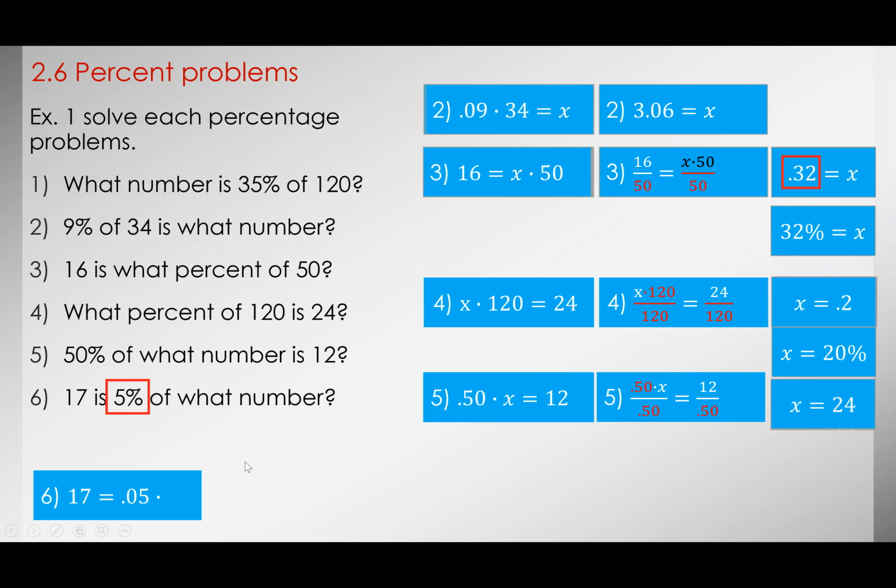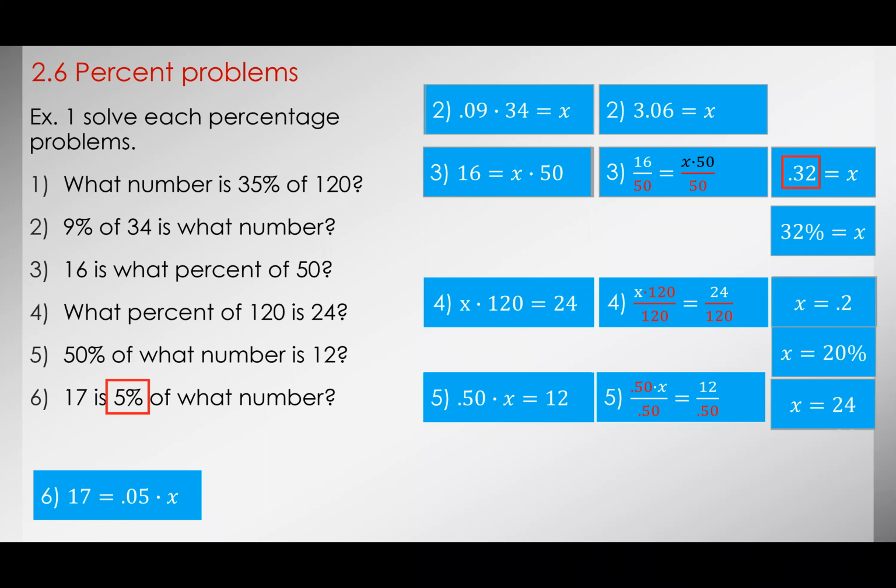Of tells me to multiply. What number? I don't know, so that will be my x. If you don't like to fight for x, you can put in y. If you don't like to fight for y, you can put in n, a smiley face if you want to.